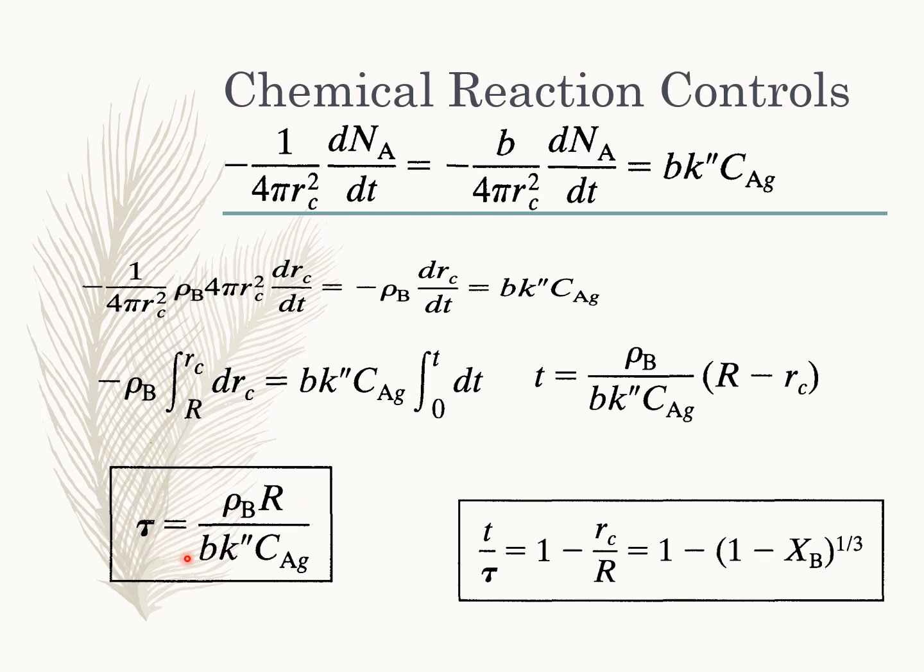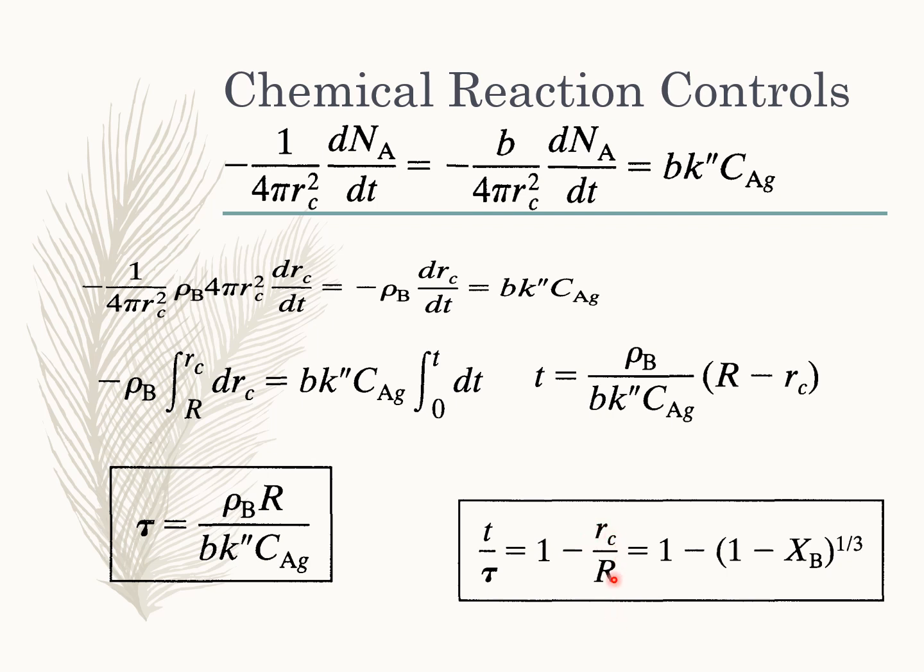So we get tau is equal to rho B R over b k double prime CAG from equating, because tau is the time for the complete conversion, which means RC equal to 0. This term will be neglected. We will be kept with this term only. And thus t over tau will be dividing this term by this term. So all this part here except for the R will be cancelled, and we can take R as a common factor, and we'll be left with 1 minus RC over R.